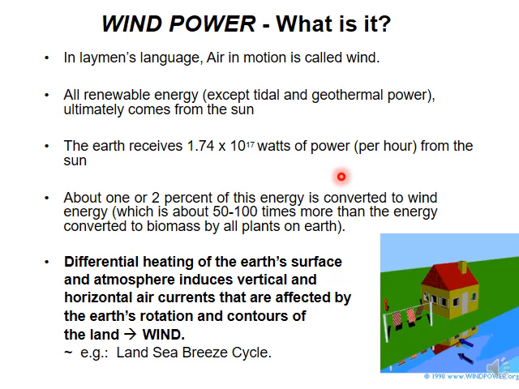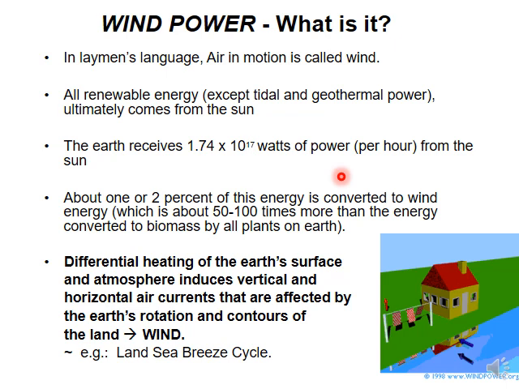Now wind energy is a type of renewable energy, and all the renewable energy except two forms of energy, one is the tidal power and another is the geothermal power, ultimately comes from the sun or sun's radiation, directly or indirectly. Those renewable energies come from the sun, except these two, tidal power and geothermal power.